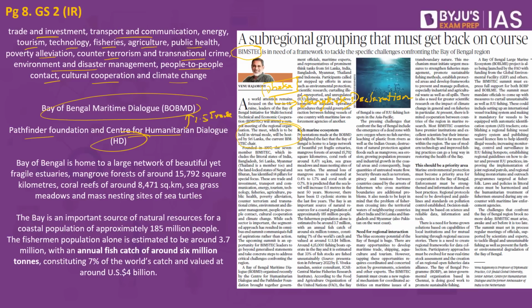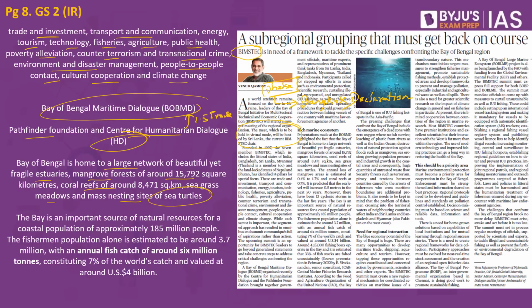Added to it, the author also goes on to say that the Bay of Bengal region has its own significant factors. What are these significant factors? The Bay of Bengal is home to a large network of beautiful yet fragile estuaries, mangrove forests of around 15,792 square kilometers, coral reefs of about 8,471 square kilometers, seagrass meadows, and mass nesting sites of sea turtles.